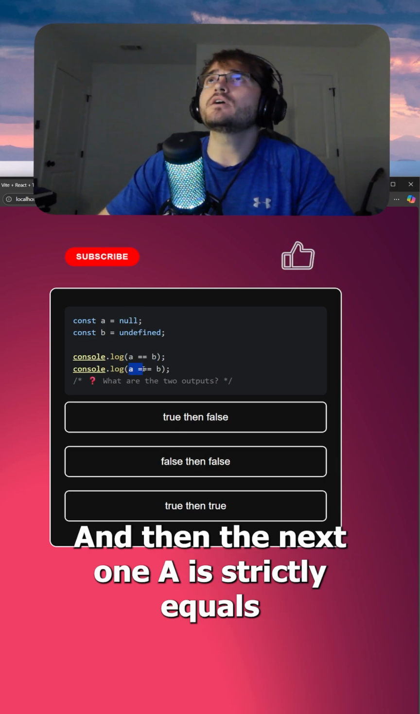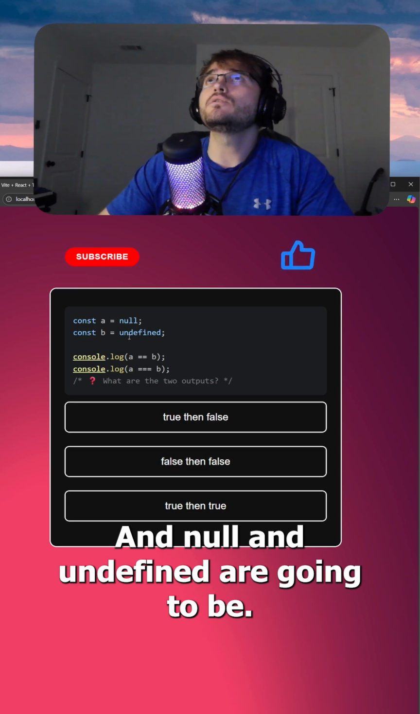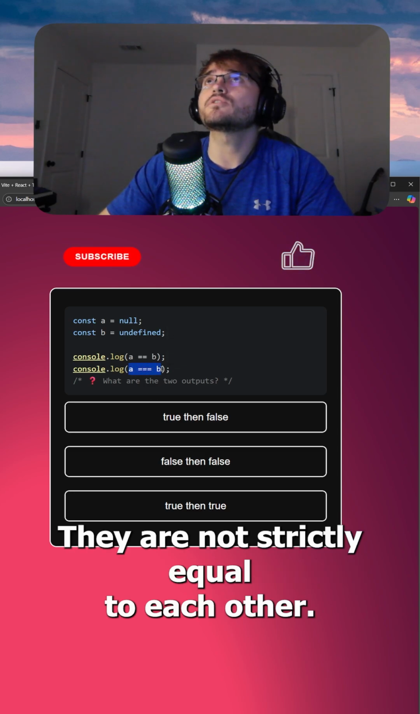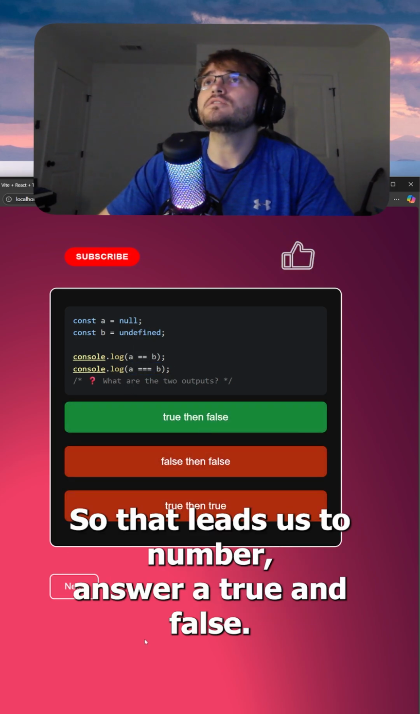And then the next one, A strictly equals B, strict equality check here. And null and undefined, this will be false. They are not strictly equal to each other. So we should have true and false. So that leaves us to answer A, true and false.